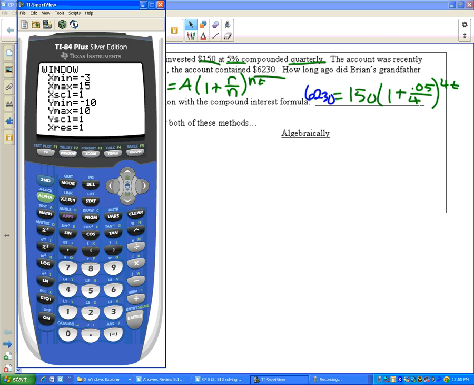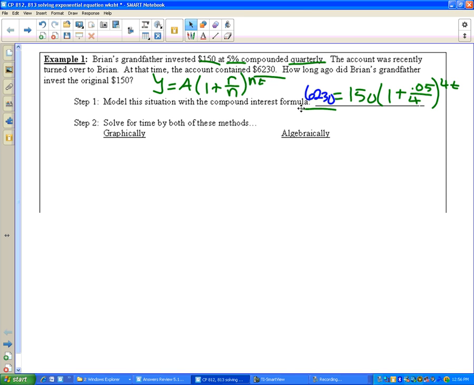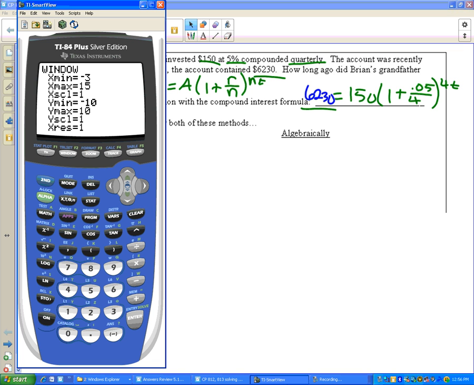Bring up my calculator again. My y min, I'm going to leave -10 because that's not going to make too much of a difference. That shows my x-axis. My y max, I have to go above 6,230. So let's make it 7,000, and I'm going to count by 700s. And I'm going to hit graph.